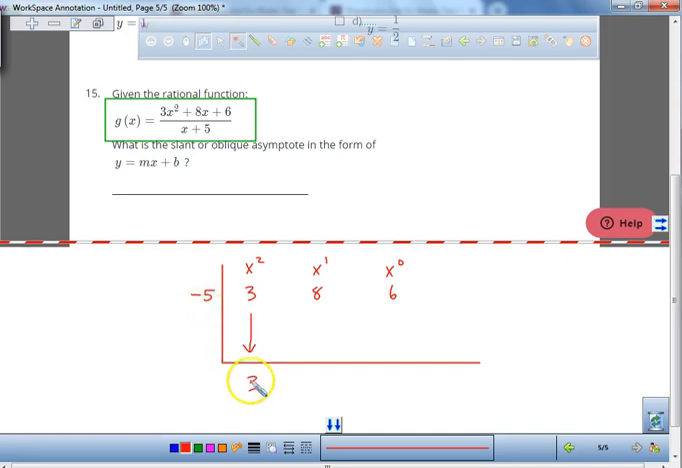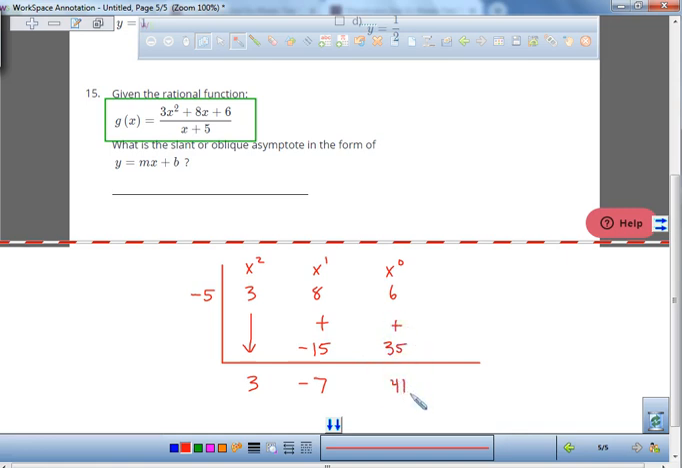-5 times 3 is -15. What do we have to do? Add them together. We get what? -7. -5 times -7 is 35. We add this together. We get 41.